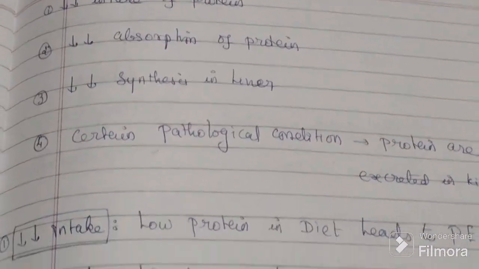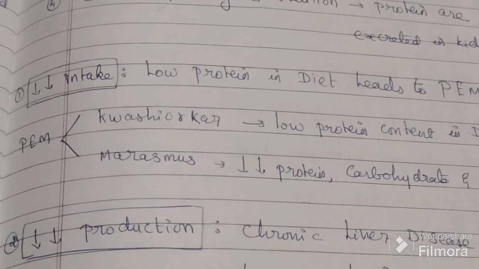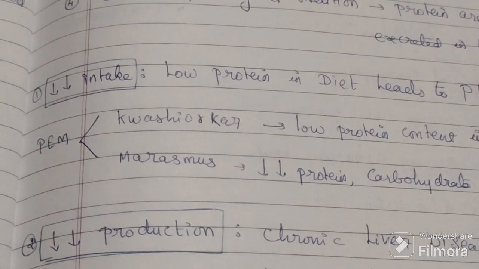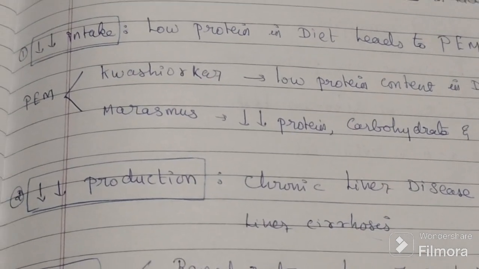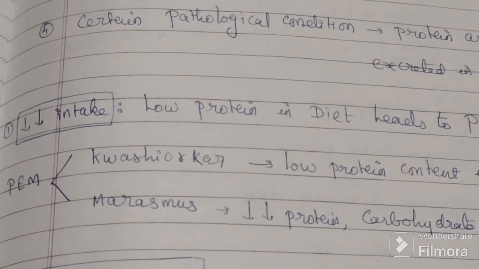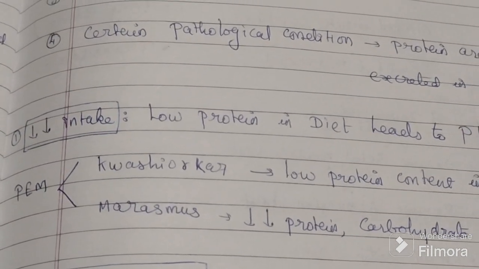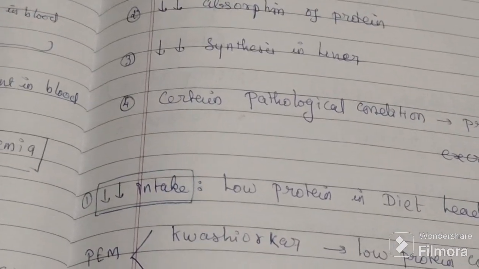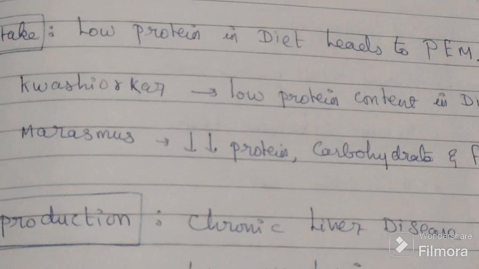This is the overview of hypoproteinemia. Next, the causes of hypoproteinemia are classified into three broad categories. First one is decreased intake, second one is decreased production, third one is increased loss. First, decreased intake: low protein in diet, which leads to protein energy malnutrition.